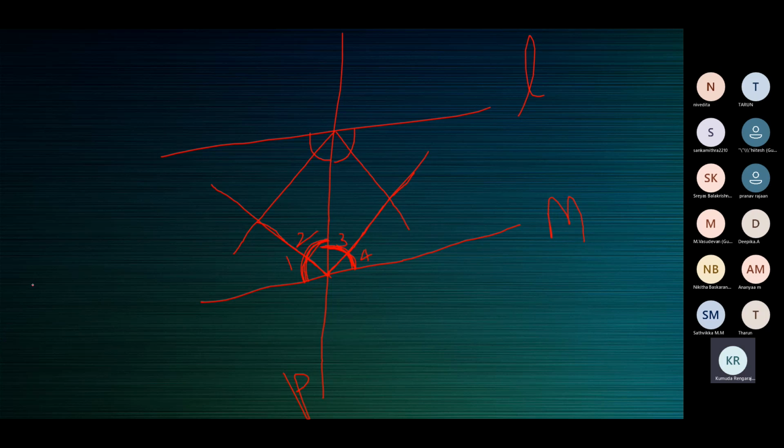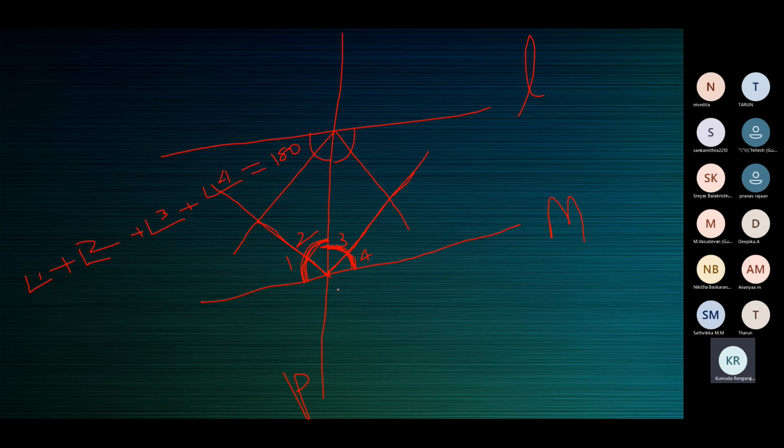Now let's begin. What will be the measure of angle 1 plus angle 2 plus angle 3 plus angle 4? 180, ma'am. It's a linear pair, ma'am. No, linear pair is only when you add two angles. It is 180, but what's the reason? Sum of all the angles on a straight line is equal to 180, because when you add exactly two angles on a straight line, it is a linear pair. More than two angles, sum of all the angles on a straight line is equal to 180.